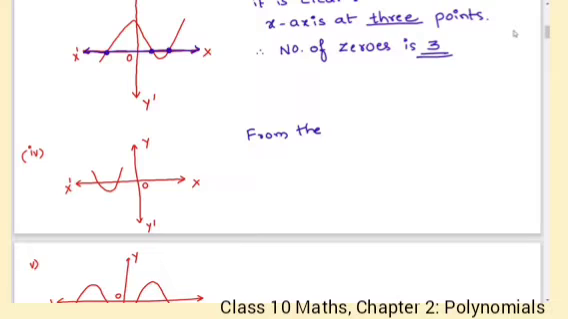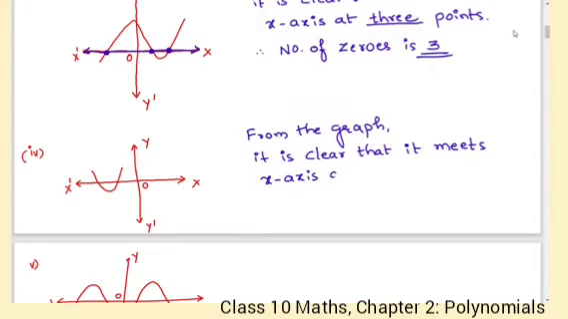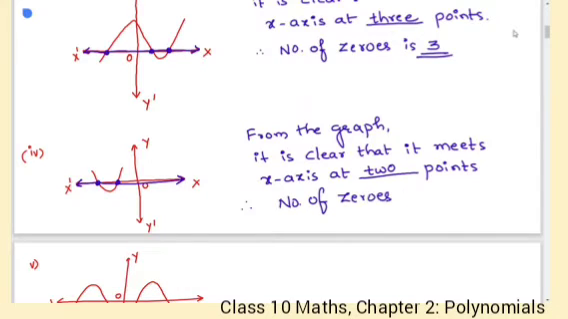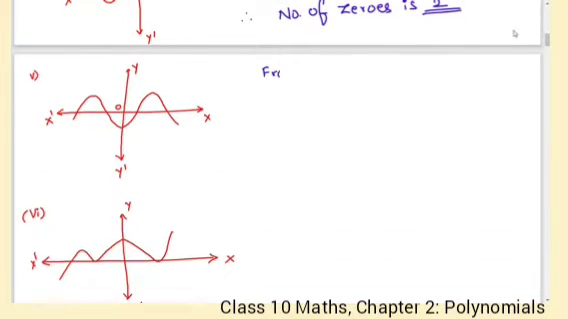See the fourth graph. From the graph it is clear that it meets the x-axis at dash points. See this graph, x-axis and 1, 2 points. So therefore the number of zeros is 2 here because it meets the x-axis at 2 points.